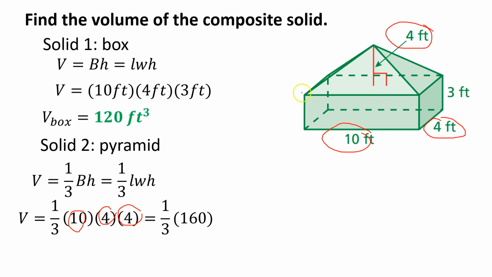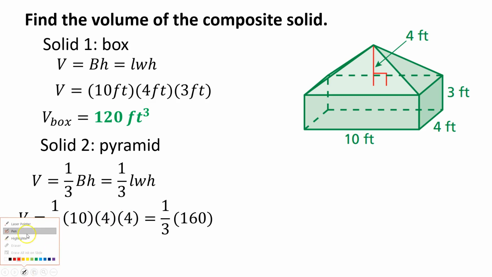Notice how the pyramid just goes edge to edge of the box, so that's why the length and the width are the same. However, the height is different because that height is not the same as the one we used for the box. Okay, let's get rid of that. We multiply that together and we're going to get 10 times 4 times 4 is 160.